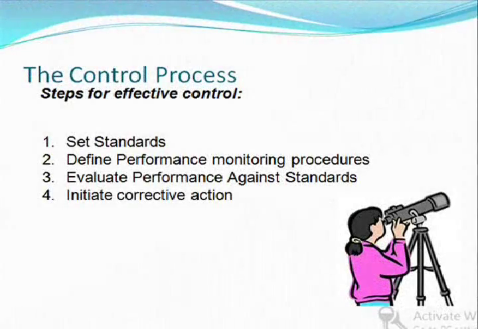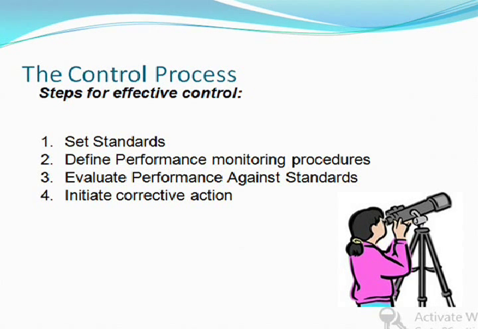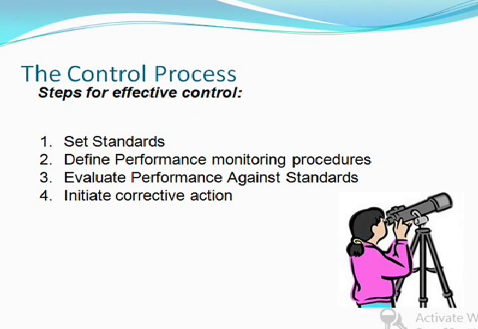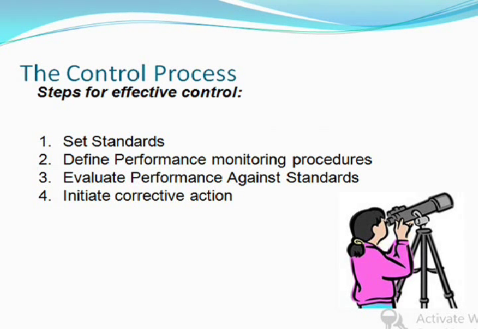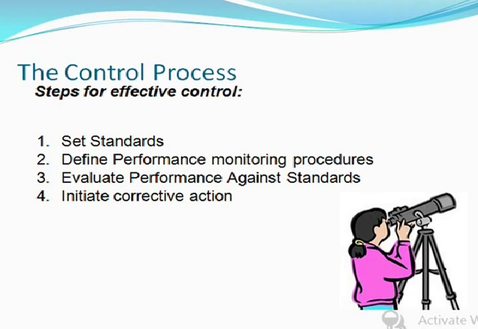Steps for effective control. Number 1, set standards. To establish control over a process, you must first decide what standards you will use for reference points. Standards define the goals of your efforts. They express recruiting targets, quality controls, budget goals, or flight schedules.